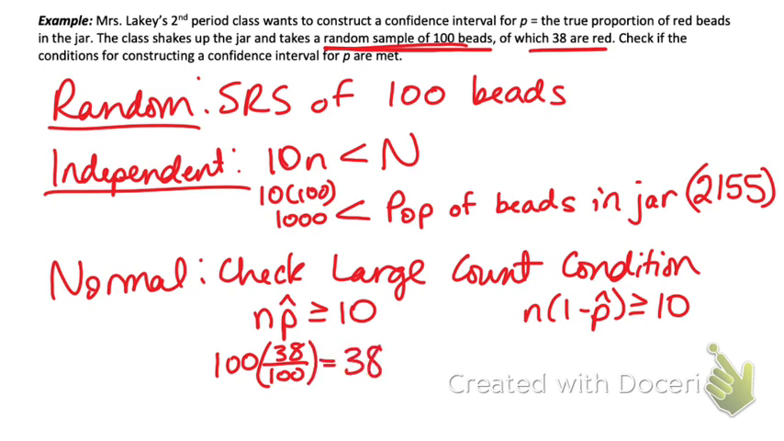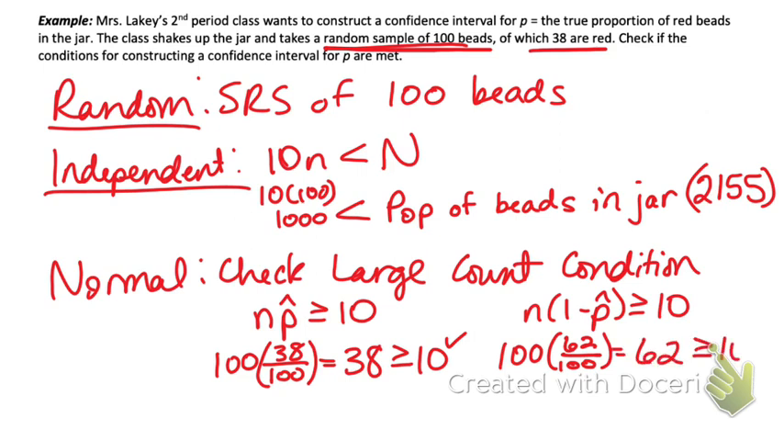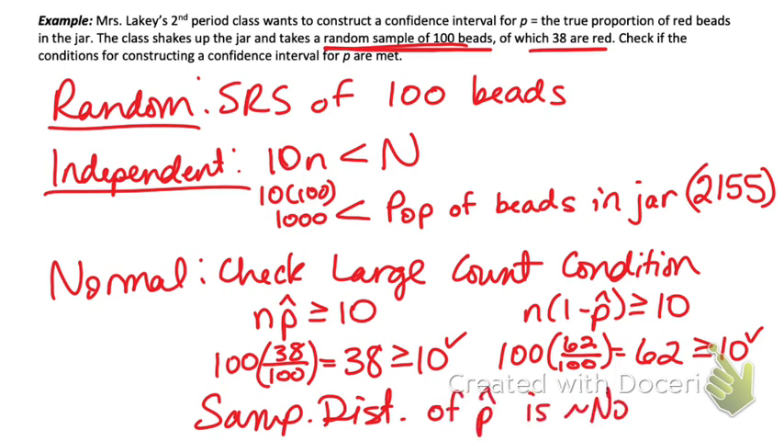And so that means that we have what's called success. We have 38 successes. 38 of the beads met the qualification that they were red. So 38 of them are red. And then 100 times, if 38 of them were red, then that means 62 of them were not red, or failures. So that is 62, and that is greater than 10. So we can now say that our sampling distribution of p hat is approximately normal. This checks all of our conditions, so all three parts of our formula will work whenever we're ready to construct our confidence interval.